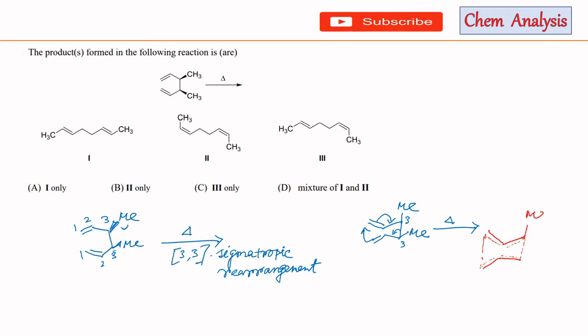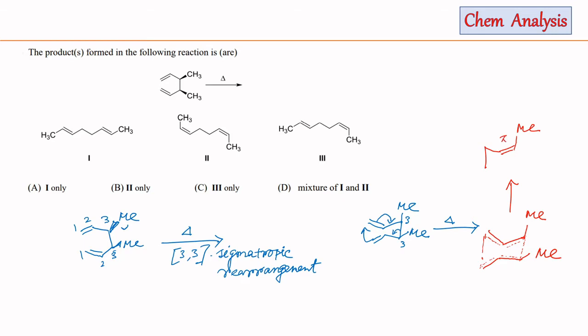Here is methyl, here is also methyl, and if we draw the final product, then the double bond here will be Z, and another double bond will be E. That means in the final product one double bond will be Z and one double bond will be E.